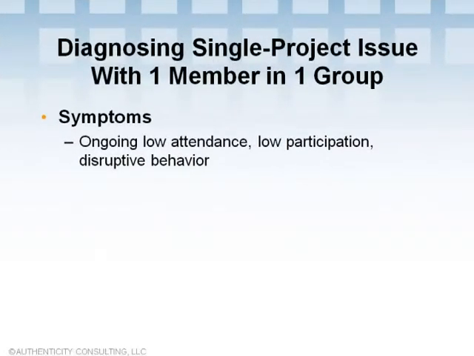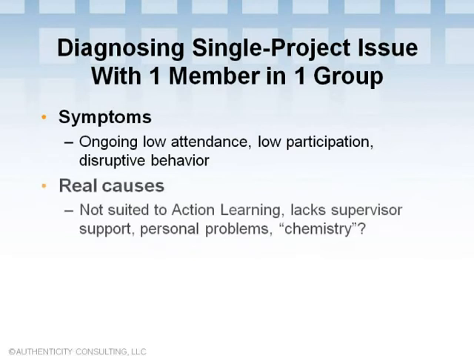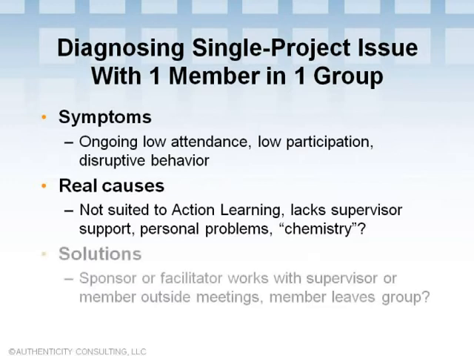Let's review an example where there's a problem with only one member in a single project program. For example, symptoms might be ongoing low attendance, low participation, or even disruptive behavior. The likely causes might be that that person is just not suited to action learning after all, or lacks supervisor support to attend meetings. There might be a personal problem that he or she is struggling with. There might be just a mismatched chemistry with the other members in the group.